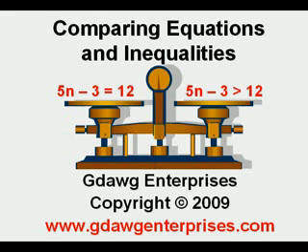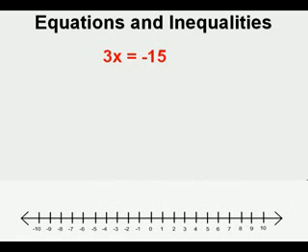Comparing equations and inequalities. This is mostly about inequalities, but we'll start with the equations for a basis of comparison. And here is that first equation, 3x equals negative 15. Equations with a linear term and only one variable or unknown have one correct answer. In this case, the answer is x equals negative 5. We graph this answer on a number line with a single point.